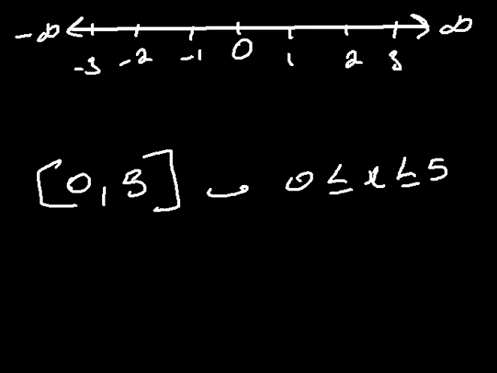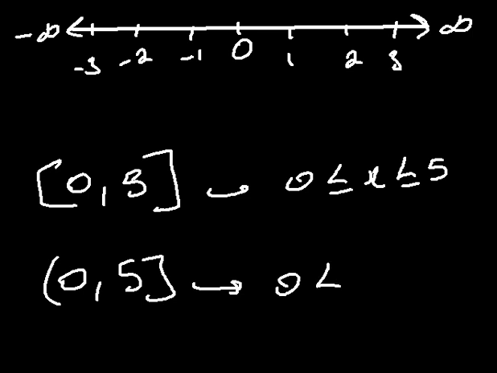And what if we have 0 and 5 like this? As it is here, it means 0 is not part of the interval, but 5 is part of the interval. So that is interval notation. But in inequality notation, we'll have it as 0 less than x less than or equal to 5. And that shows that 0 is not part of the interval.